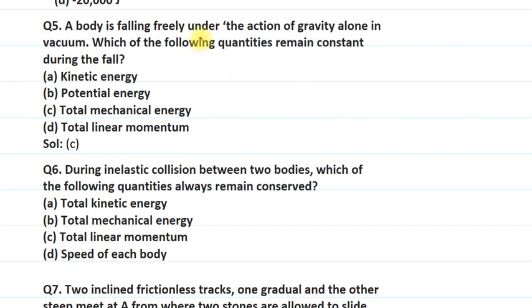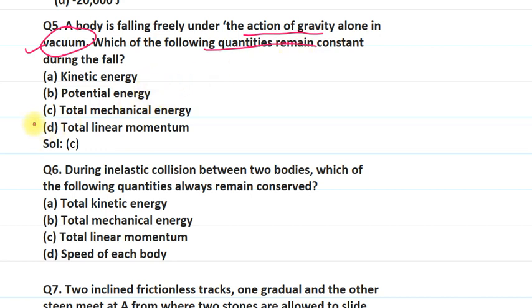A body is falling freely under the action of gravity alone in vacuum. For vacuum, the body is only under the action of gravity. As you know, we cannot shield, like if we put something in some jar where there is no gravity, but we cannot shield that jar from gravitational forces. In some type of space where there is no air, it is vacuum. So there it is being asked: the body is falling freely, which quantity will remain constant there?